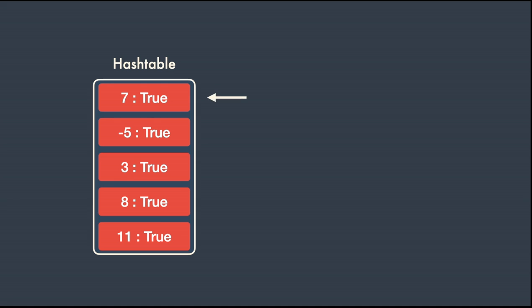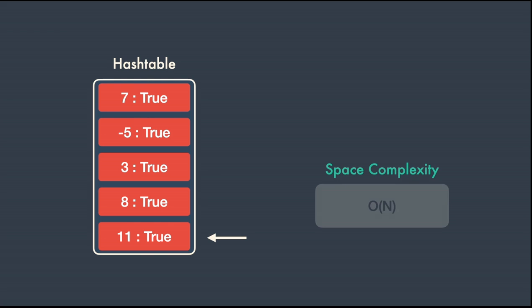On the other hand, space complexity is also O of n, because we're adding values to the hash table, and since we went all the way to the before last element, and in the worst scenario we could get to the last element, that means that the space complexity is O of n.